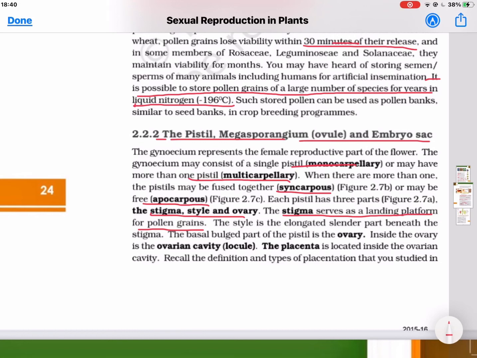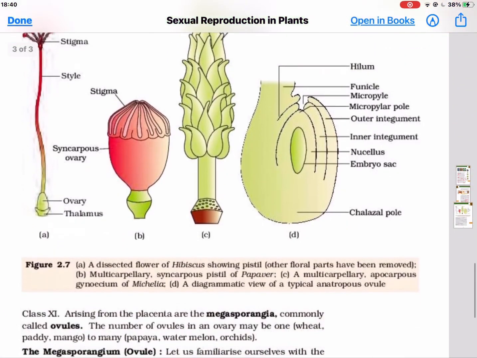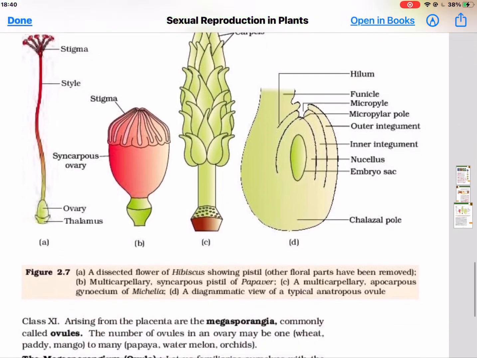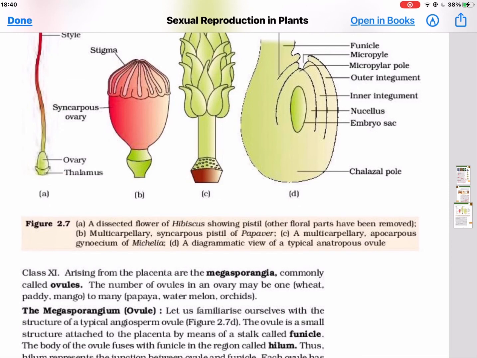The basal bulged part of the pistil is ovary. Inside the ovary is the ovarian cavity. The placenta is located inside the ovarian cavity. Recall the definitions and type of placenta that you have studied in class 11. हर ओवरी के अंदर एक कैविटी है जिसको कहते हैं ओवेरियन कैविटी, उसको लोक्यूल भी बोलते हैं. उसके अंदर एक प्लेसेंटा है, उस प्लेसेंटा के ऊपर कवरिंग है, एक लेयर है, और उसके ऊपर ओव्यूल्स अटैच रहते हैं. आपने 11th में ये चैप्टर नहीं पढ़ा, उस वक्त डिलीटेड था. So you can read from that from your class 11th book also.